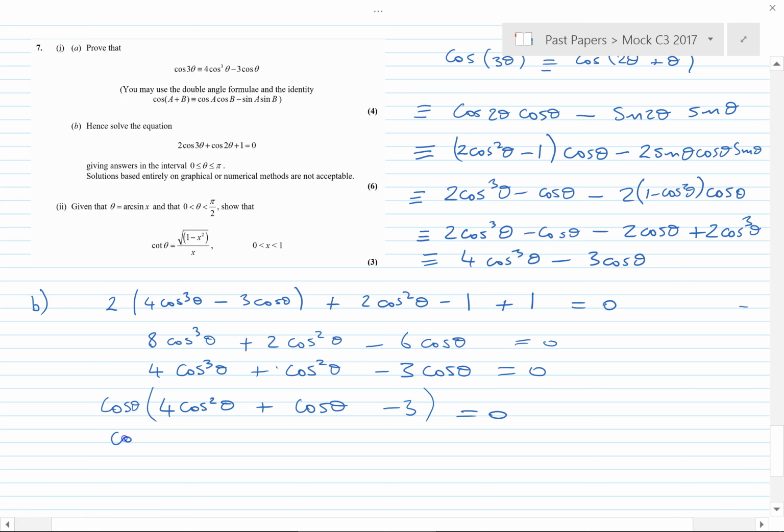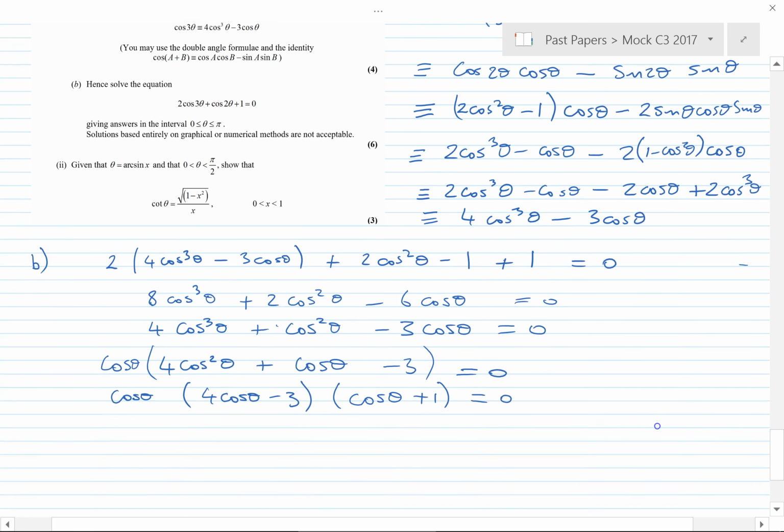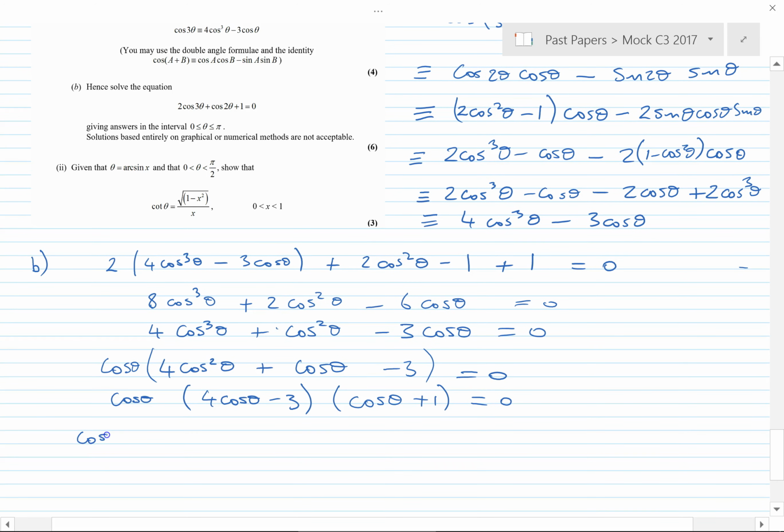So anyway, let's just factorise this: cos theta times (4 cos theta minus 3), and I also get (cos theta plus 1) equals 0. So I've got my 3 bits. Let's write it all out. Cos theta equals 0, cos theta equals 3/4, or cos theta equals minus 1.